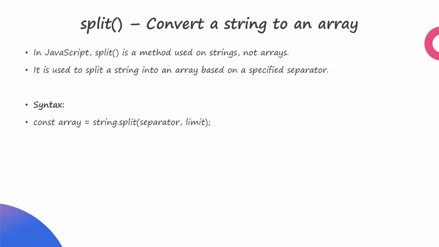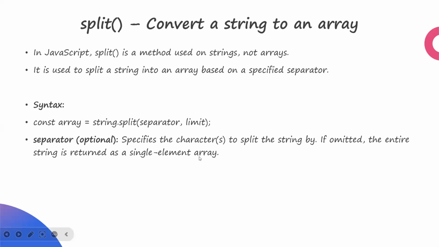So let's take it. This is the syntax. We have this string dot split and we have the separator. So the separator specifies the character to split the string by. So if you omit it, the entire string is returned as a single element array. So let me show you something.